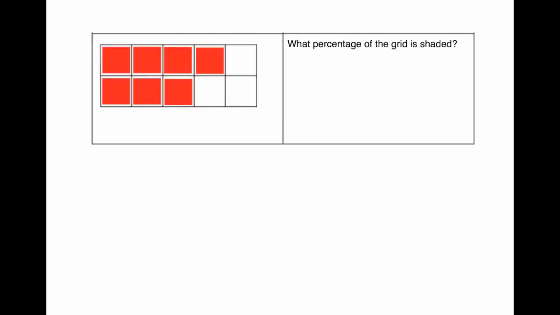So that's it. Okay, and our next question says what percentage of the grid is shaded? So let's look and see how many squares are on the grid. So we've got 1, 2, 3, 4, 5, 6, 7, 8, 9, 10. So it's 10 squares, and that means that each one of them is going to be 10%. So we've got 10, 20, 30, 40, 50, 60, 70, because there's 7 squares that are shaded, so it's going to be 70%. And that's it.